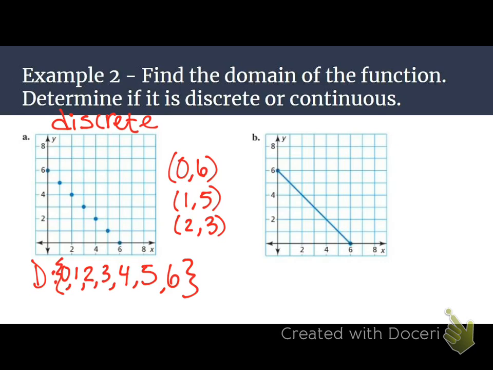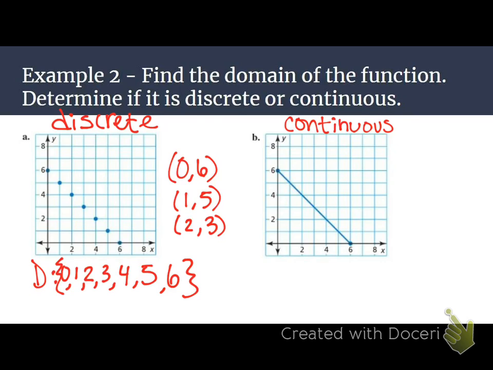All right, letter B. Is that one going to be discrete or continuous? Continuous, because it has that solid line there, which means our domain can come anywhere from that. So there are lots and lots and lots of points. Remember that this is why we can't use curly brackets when we list the domain, because there are so many points that exist there.